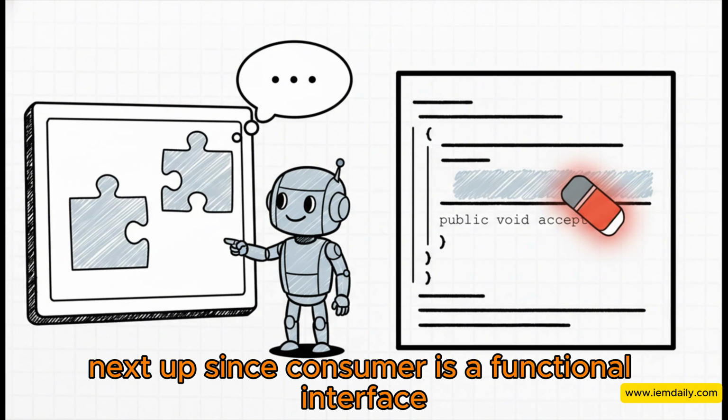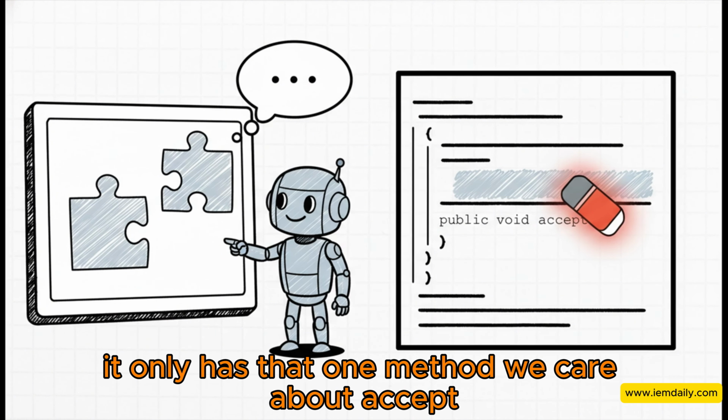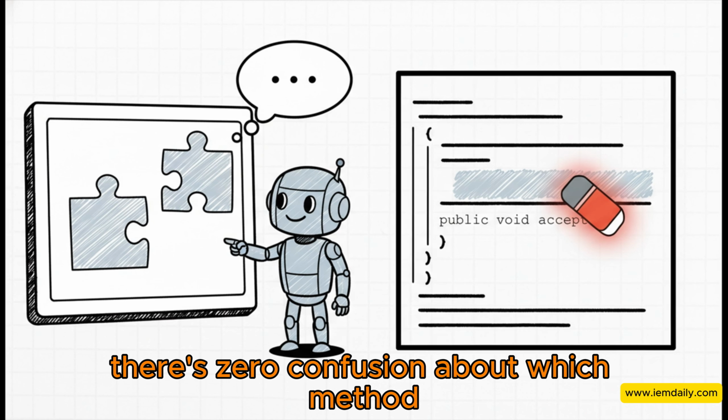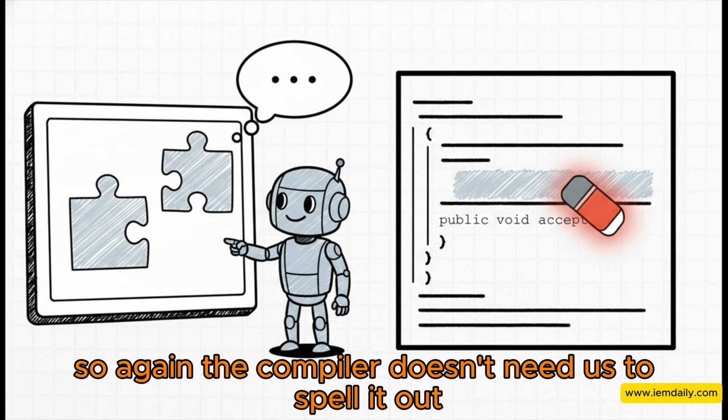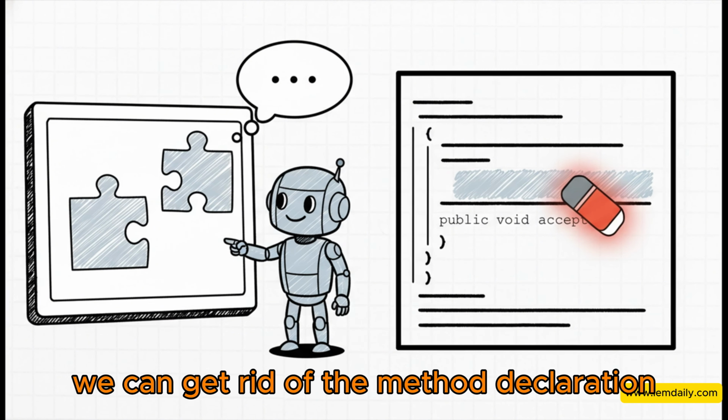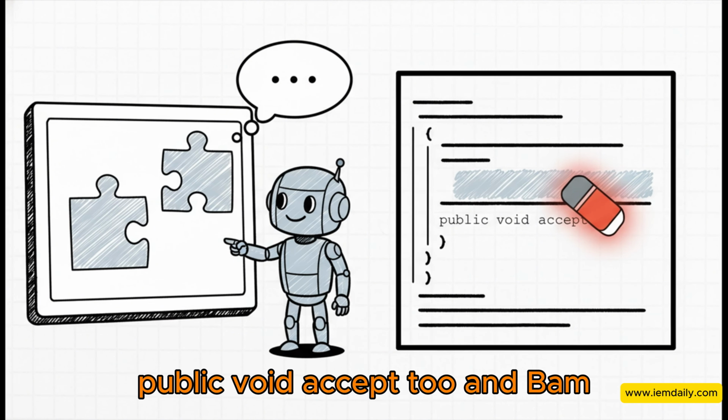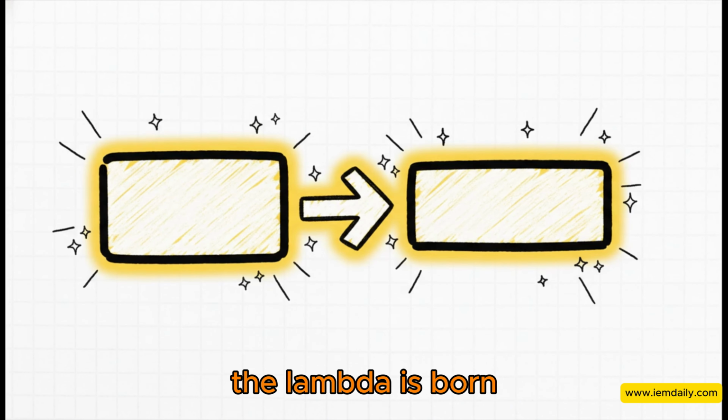Next up, since Consumer is a functional interface, it only has that one method we care about, accept. There's zero confusion about which method we're trying to implement. So again, the compiler doesn't need us to spell it out. We can get rid of the method declaration, public void accept, too. And bam, the Lambda is born.